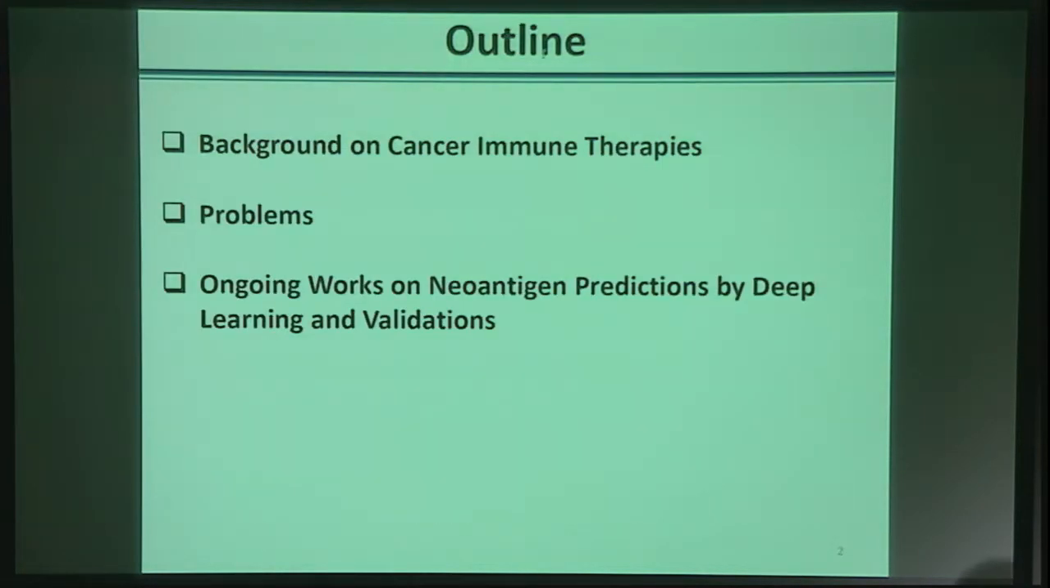I'm going to spend two-thirds of my time introducing the background of cancer immunotherapy, as well as the biological problem that we are facing, and then spend maybe one-third of the time talking about the solution that we are currently working on, trying to use deep learning algorithms to predict neoantigens, and also welcome your suggestions or any comments.